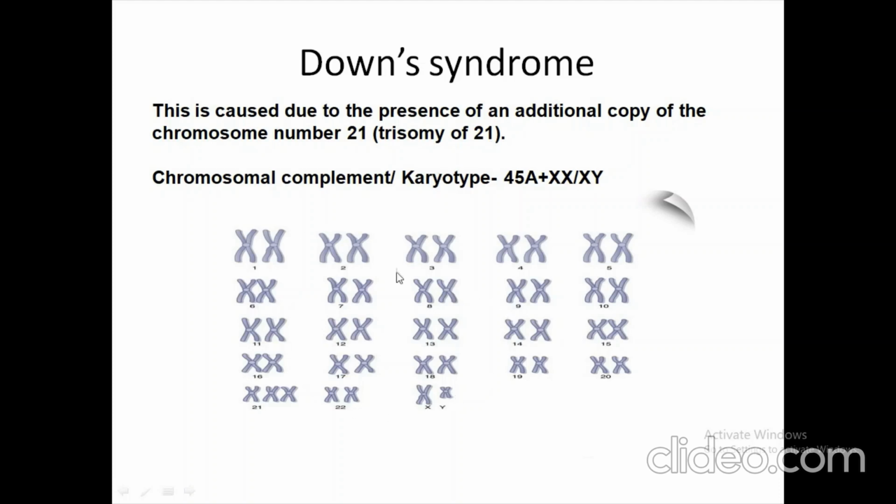Now, this is the karyotype of Down syndrome. Here you can see in the 21st pair, there should be only two chromosomes, but there is an additional extra chromosome. So the chromosome complement or karyotype of Down syndrome is 45 autosomes, because there is one additional copy here, plus XX or XY. It means Down syndrome may occur in males as well as in females.